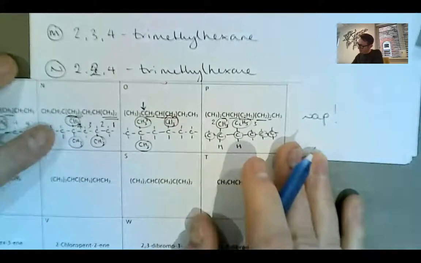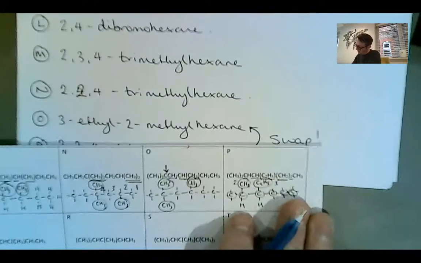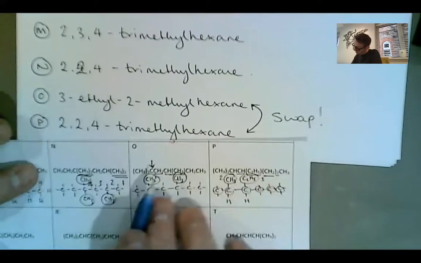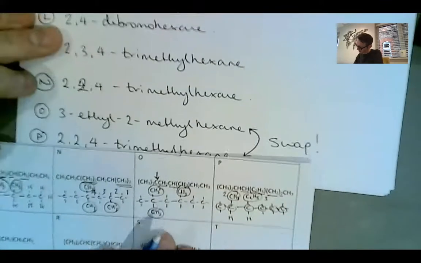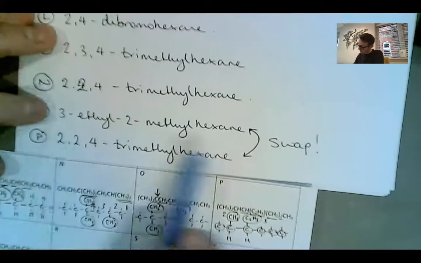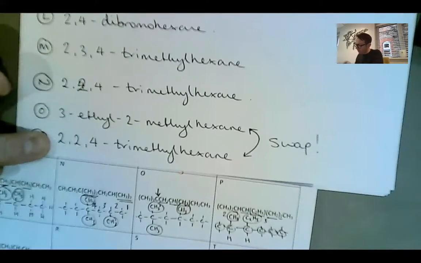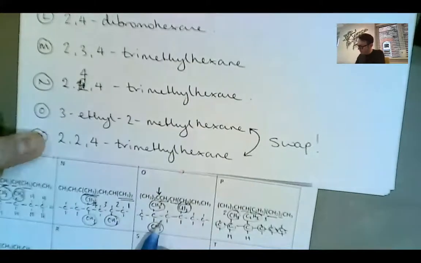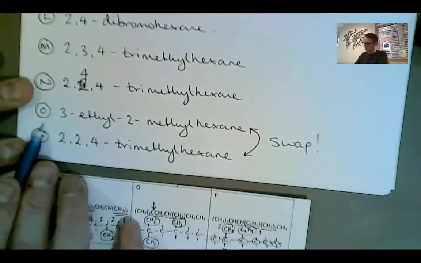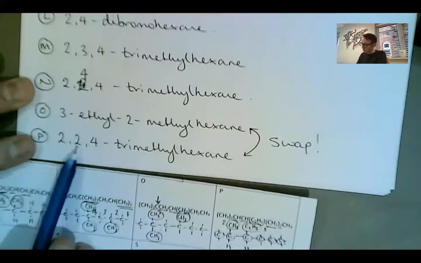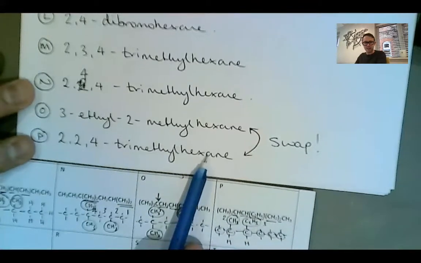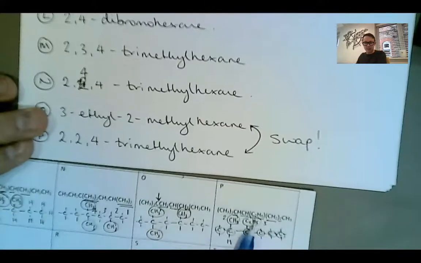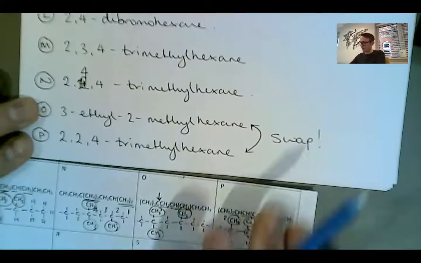These need to be alphabetical. So it's going to be, oh, I've written these the wrong way around. Let me get this right way around. That's why I got confused, because that one is actually 2, 4, 4. So this one, apologies, I've done my answers, but I've written them the wrong way around. So molecule O is 2, 2, 4 trimethyl hexane, and molecule P is 3 ethyl 2 methyl hexane.